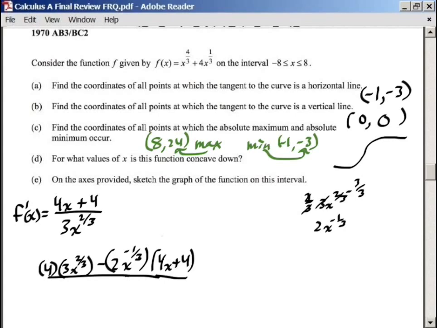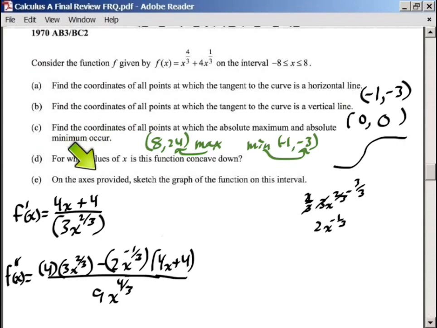The bottom has to be squared. So I'm going to have this squared, which is 9, because 3 squared is 9. And then if I multiply 2 times this, I get 4 over 3. Wait, so I forgot my x. x to the 4 over 3. Okay, so this is f double prime.